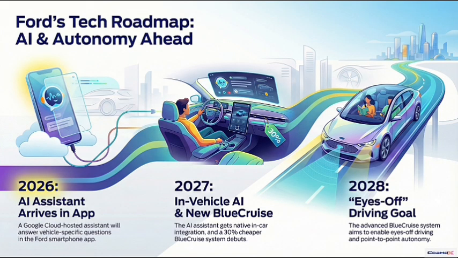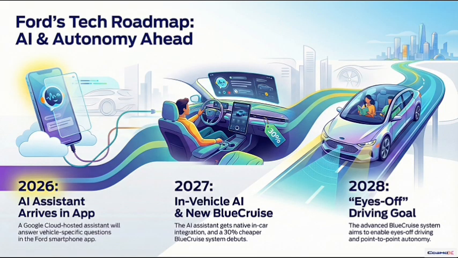Right. And we even know where it's debuting. 2027. On that new low-cost EV platform. Yep. The Universal Electric Vehicle platform. Which everyone expects to be that new mid-sized pickup. Right. And while they're cutting costs, they're also boosting the capability. I mean, they're promising eyes-off driving by 2028. And this point-to-point autonomy, which sounds a lot like Tesla's Full Self-Driving Supervised.